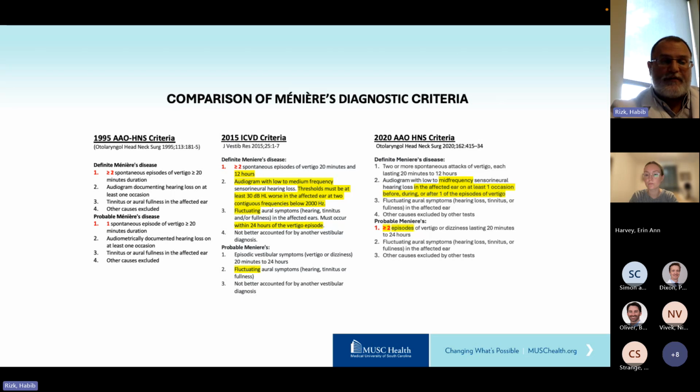They have to have a fluctuating aural symptom, hearing, tinnitus, or fullness in the affected ear or ears. And those symptoms have to occur within 24 hours of the vertigo episode, not completely at random. And in 2020, the AAO took over those criteria, simplified them a little bit, and they decided that the audiogram has to be positive on at least one occasion before, during, or after one of the episodes of vertigo.